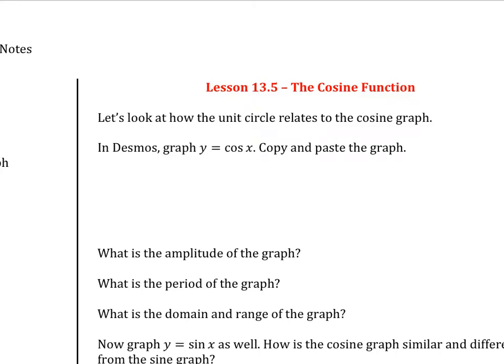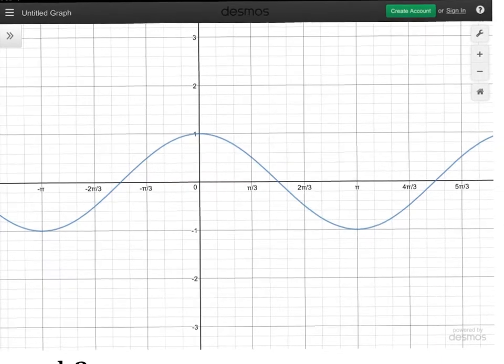All right, so let's do the same thing as we did for sine. You are going to go to decimals, and then you're going to graph y equals cosine x. You're going to copy and paste the graph. And what we want to do is see how different it is from a sine graph. Now, let's take a look at this cosine graph.